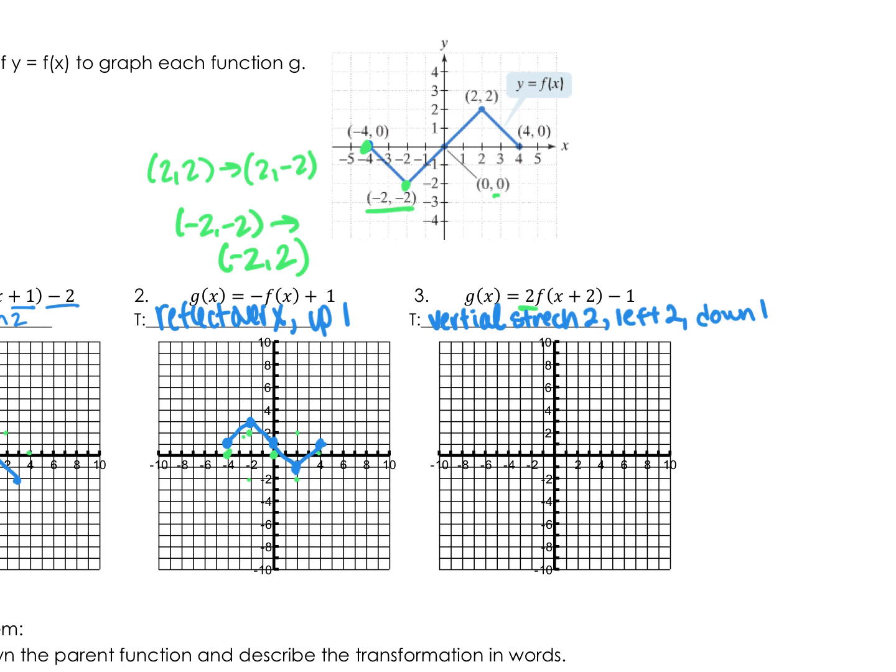So first, let's talk about the vertical stretch. So first, we'll take a point like -4, 0. And if I do the vertical stretch on this one, I'm going to multiply the y value by 2, right? So vertical stretch means the y value gets multiplied by 2. But that's just going to be 0 times 2, which is just going to be 0. So that's not going to change that point. So it's going to stay -4, 0. But then I'm going to move it left 2 and down 1.